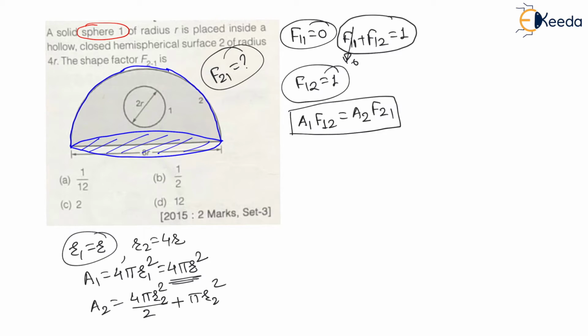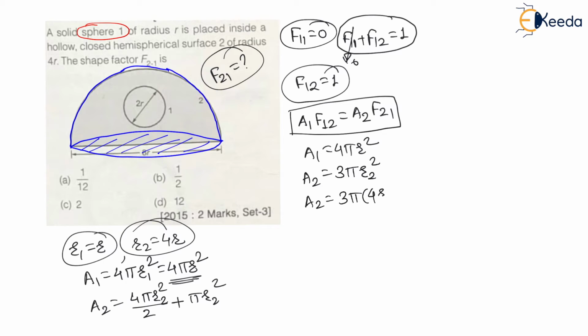Therefore, A1 we have seen is 4 pi r square. A2 is equal to 4 by 2, that is 2 pi r2 square, plus pi r2 square. It is 3 pi r2 square. Now r2 is nothing but 4r. Therefore, A2 is equal to 3 pi (4r) square, which becomes 48 pi r square.